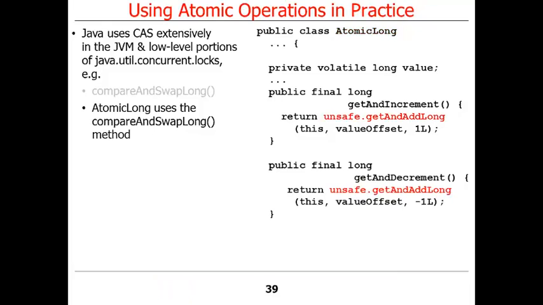And so decrement does the same thing: Unsafe getAndAddLong. To increment, you add +1. To decrement, you add -1.